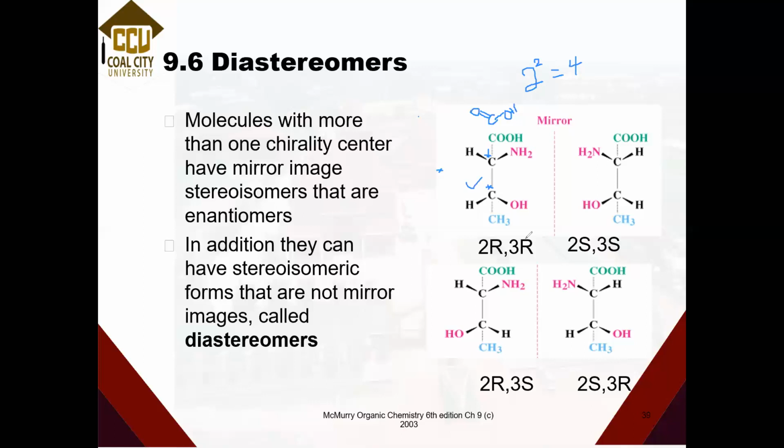So whenever we have more than one chiral center, we are going to have enantiomers and we are also going to have diastereomers. So I hope you understand how I got the enantiomers. I said these ones are mirror images. Let's see how this goes now. So let's first name them.